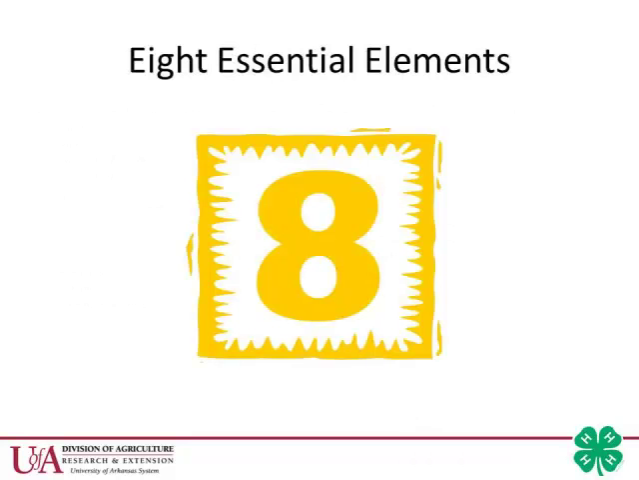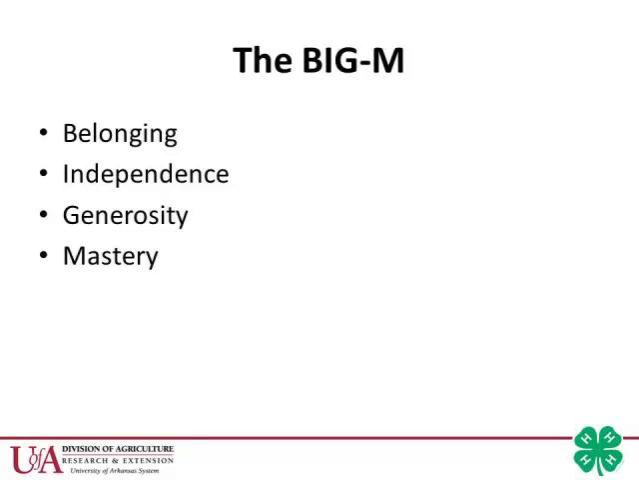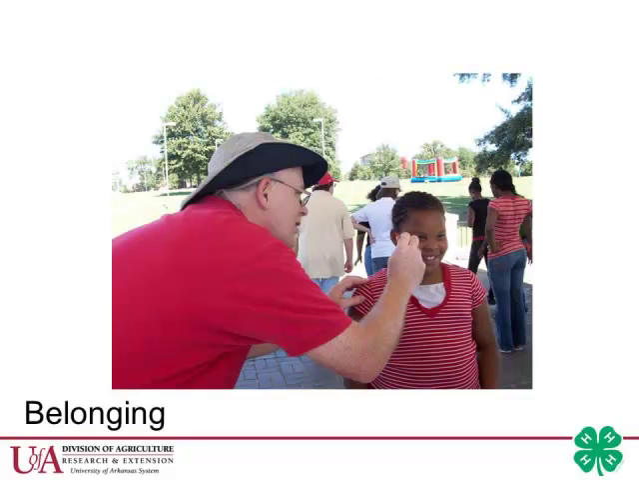4-H researchers have identified 8 essential elements for positive youth development. These 8 elements fall under 4 major concepts. In the 4-H world, we call these 4 major concepts the Big M: belonging, independence, generosity, and mastery. Let's do a quick overview of the 8 essential elements for positive youth development and the concept that we categorize each under. Concept 1. Belonging.